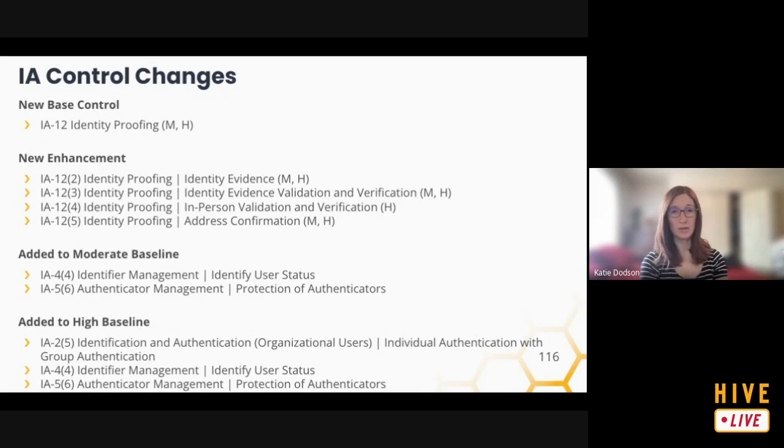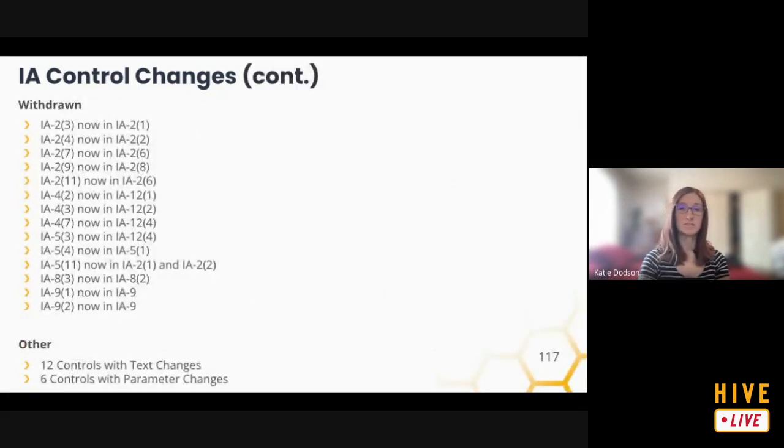There were 2 controls added to the moderate baseline. So IA 4.4, identify user status, and IA 5.6, protection of authenticators. The high baseline has 3 new controls. So IA 2.5, individual authentication with group authentication, IA 4.4, identify user status, and IA 5.6, protection of authenticators. There were a lot of different controls that were withdrawn and incorporated elsewhere, so that did have a significant impact on the text and parameter changes because those controls kind of just got shifted around a lot in IA.